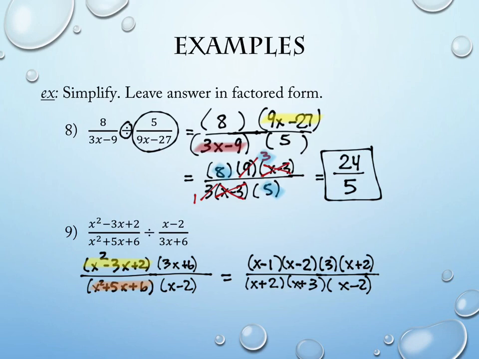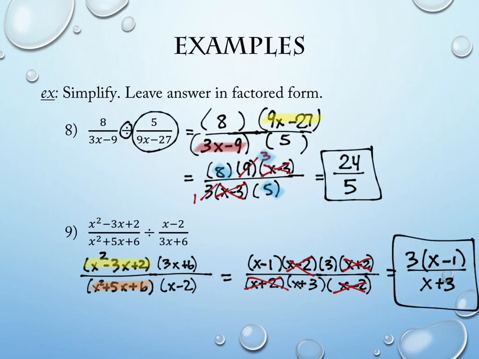What's going to reduce? X minus 2 and x plus 2. Anything else? No. So on this one, my numerator still has a 3 in it. I usually write the numbers in front, but you don't have to. And it has an x minus 1. And the denominator is x plus 3. I don't need the parentheses in the denominator, so I tend to leave them off when I don't absolutely have to have them, but if you put them on, it wouldn't be wrong. It'd be okay. Any questions on that? All righty.